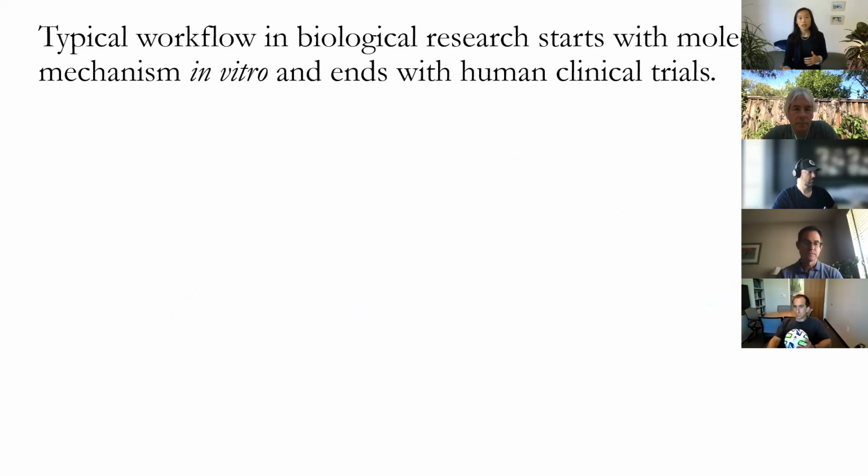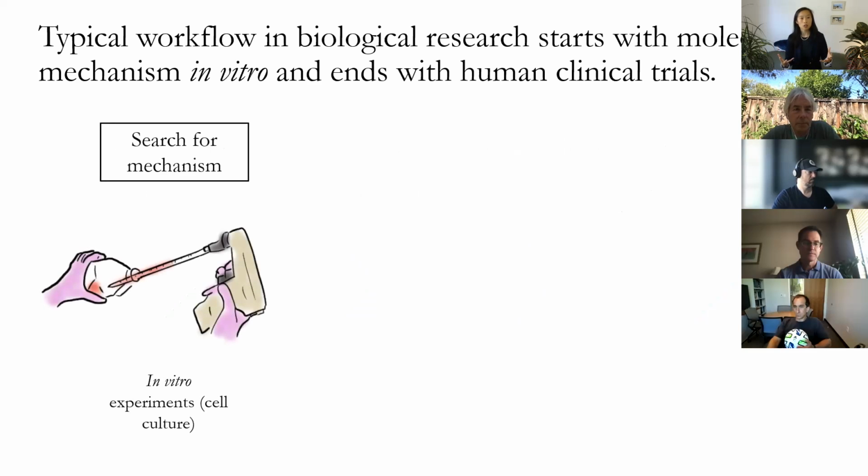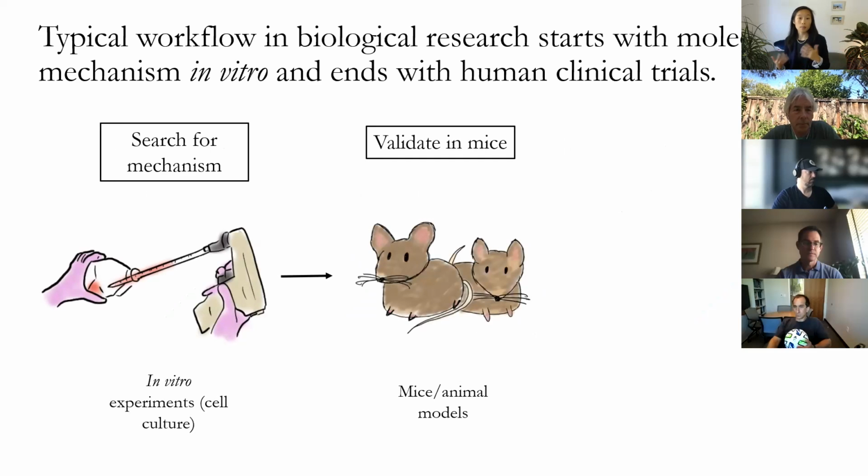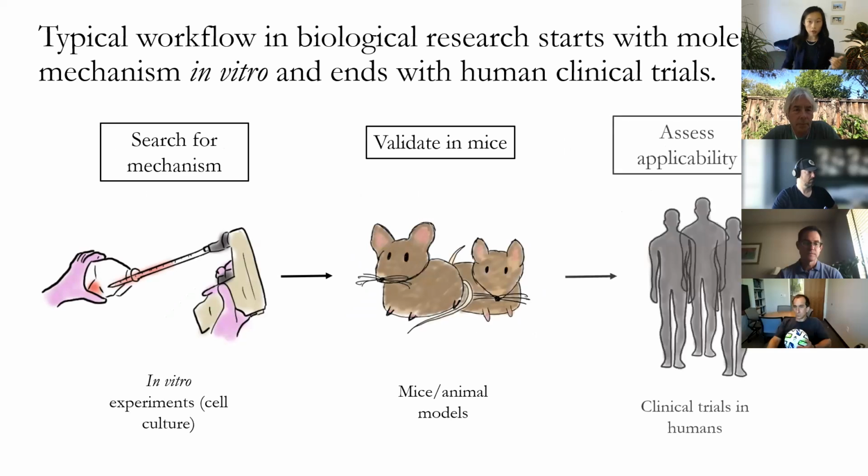Typical workflow in biological research starts at the bench with mechanism in vitro. So we start with cell culture. We try to find a molecule that affects a cell type. Once we find these relationships, we validate them in mice or other animal models before finally going in to assess applicability in clinical trials in humans.